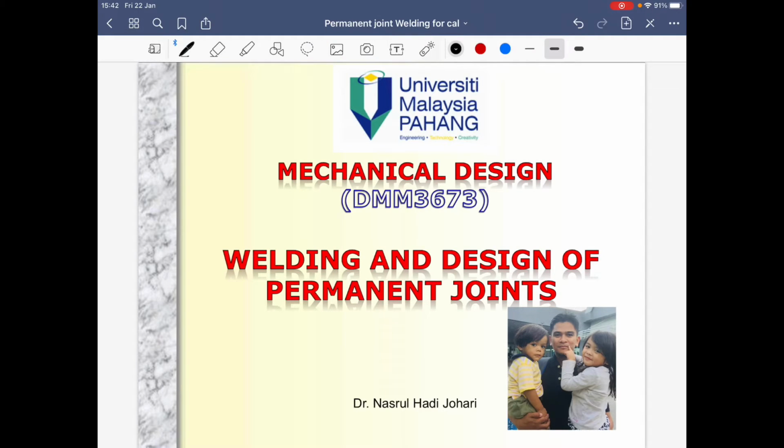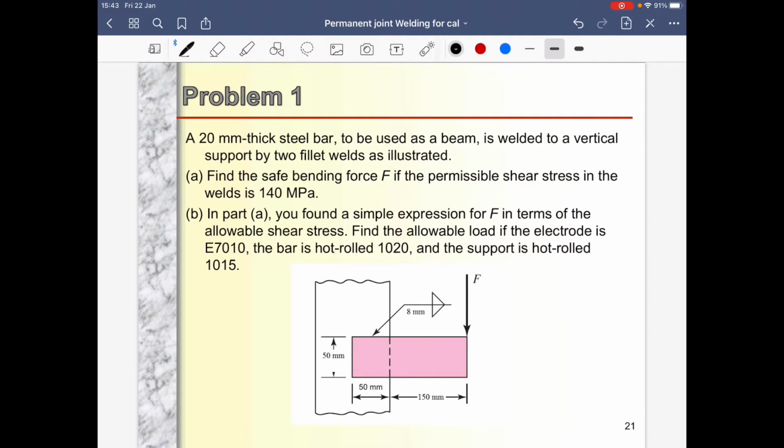For this video, I would like to present to you an example of solution steps for a welding problem that is related to torsion. We are going to see problem number 1 in the lecture slide. So if you have the lecture slide with you, you may follow the solution steps with me. Firstly, we read the question.